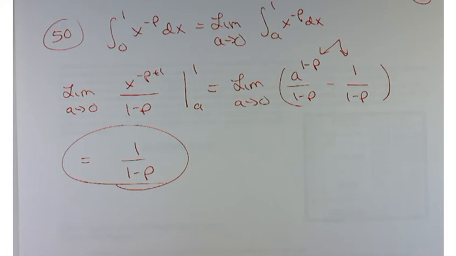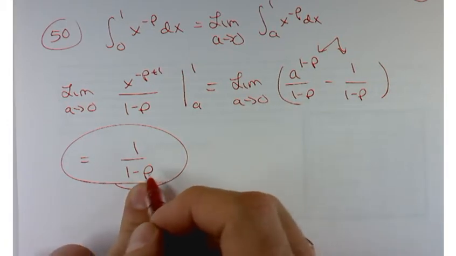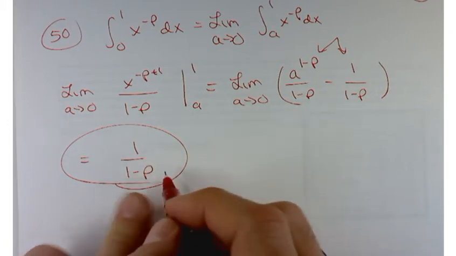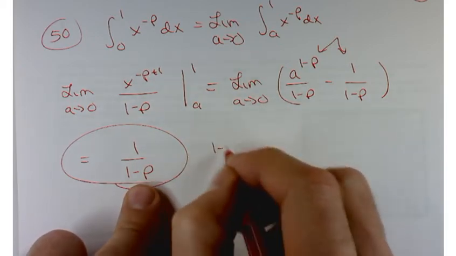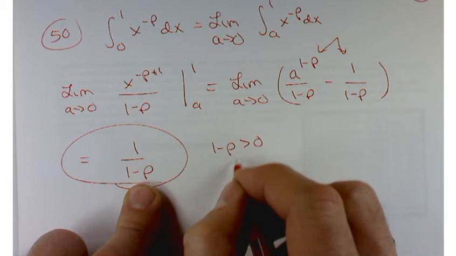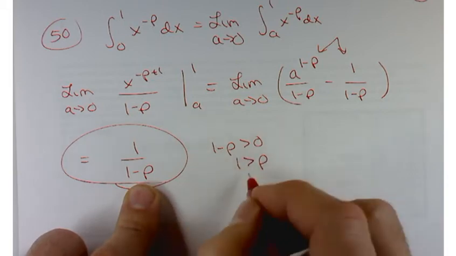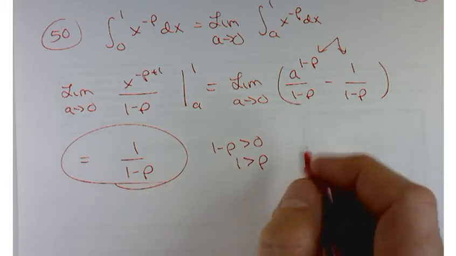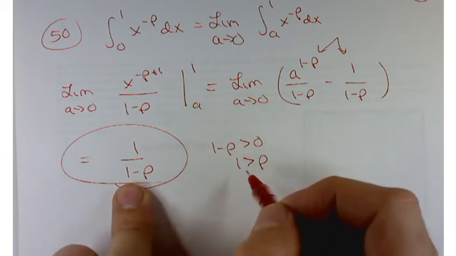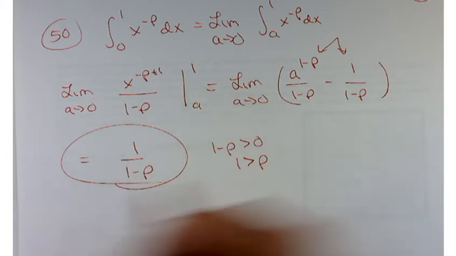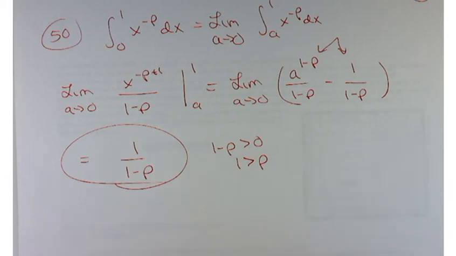Now, this is going to work provided this limit here exists, and that limit's going to exist if 1 minus p is greater than 0. In other words, p is less than 1. So if p is less than 1, then we're okay here. If p is greater than 1, then you could run into problems. You're going to diverge.